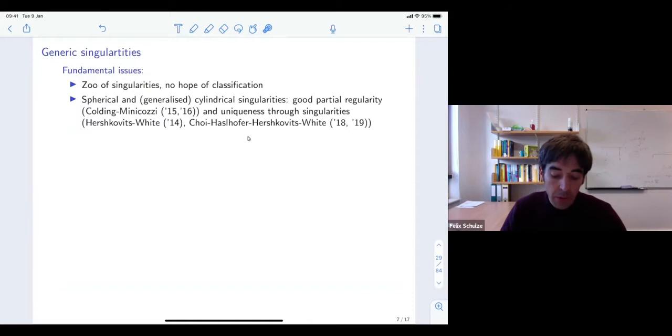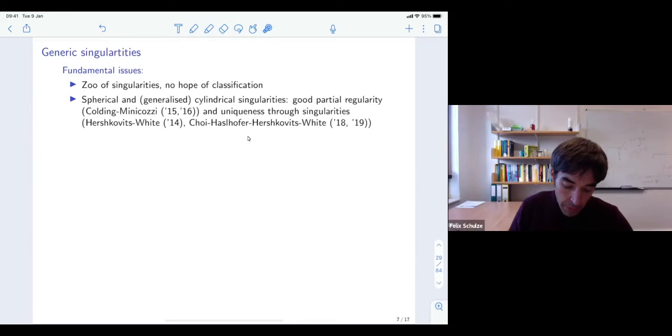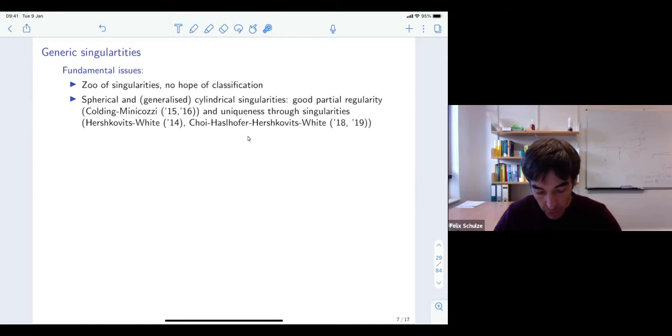in higher dimensions, then there's very good partial regularity results by Colding-Minicozzi. You know that the singular set has very small measure. That goes back to work of Brian White. You know it's rectifiable. You have uniqueness of tangent flows, and you know a lot.